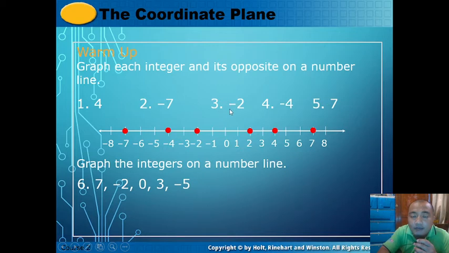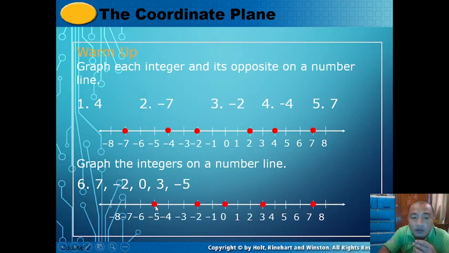And number 3, negative 2. Negative 2 here, and its opposite is positive 2. Okay. Next, graph the integers on the number line: 7, negative 2, 0, 3, negative 5. So we have here negative 5, negative 2, 0, positive 3, and positive 7. Okay, that's easy, right?